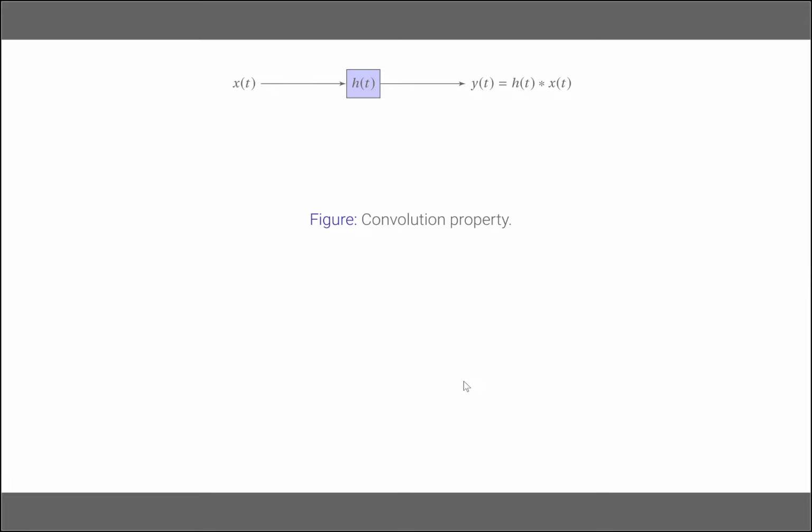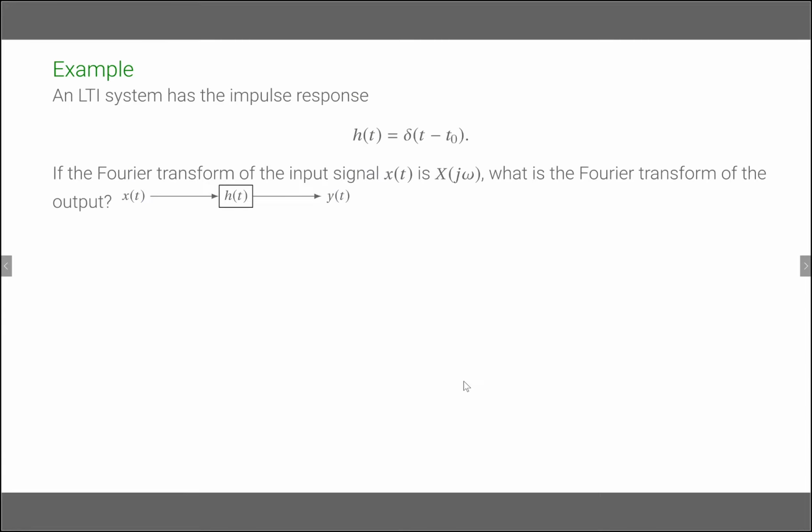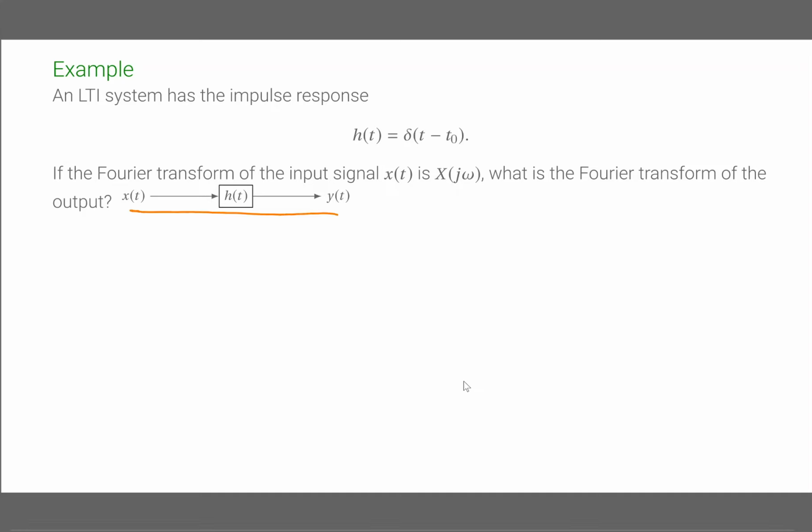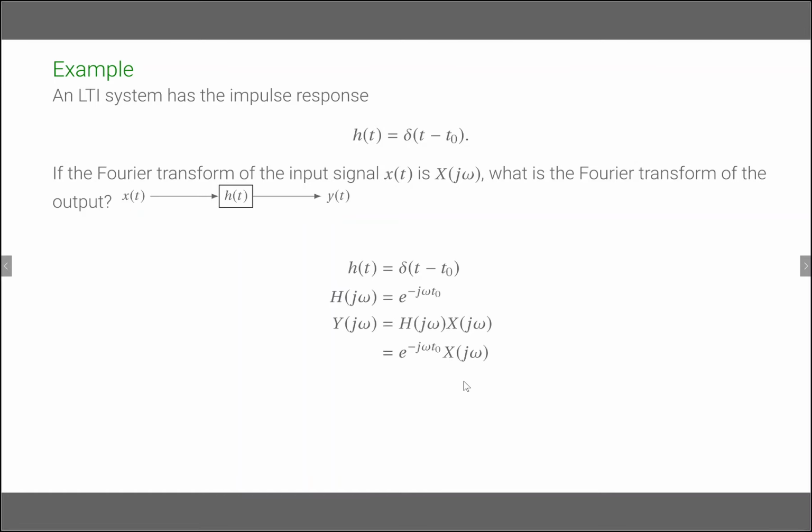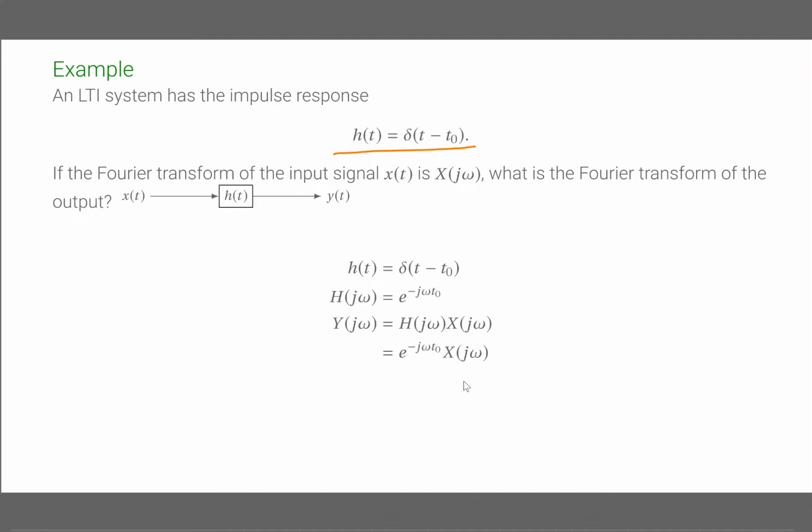So pictorially, it's this. An example: an LTI system has the impulse response h(t) equals delta(t minus t naught). If the Fourier transform of the input signal x(t) is X(j omega), what is the Fourier transform of the output? So let's consider this. Okay, so h(t) has been given, delta(t minus t naught). And now if we get the Fourier transform of that, we know that H(j omega) is equal to e to the power of minus j omega t naught.